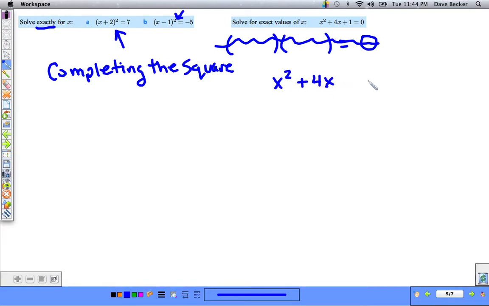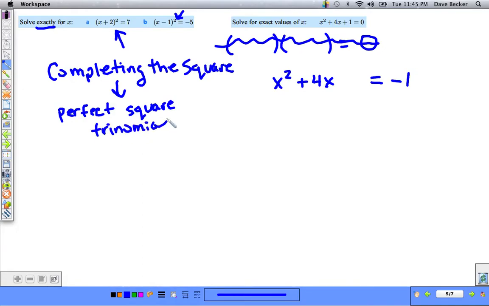First thing you do, leave a little space here because we're going to do a little something something there. We're going to move that positive 1, which we call the constant, the c term, over to the right side of the equation. So I haven't changed the value, I just moved it over. In order to complete the square, what I need to have is a perfect square trinomial. Well, what is that? I'm going to show you. Just hold on to your socks for a second.